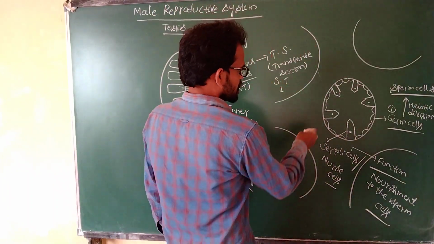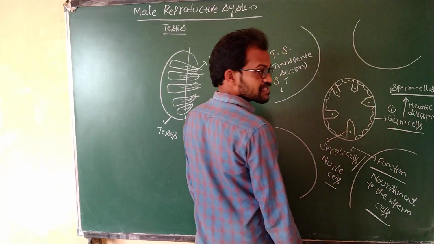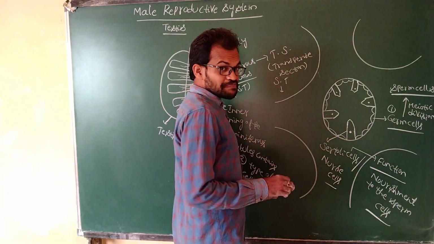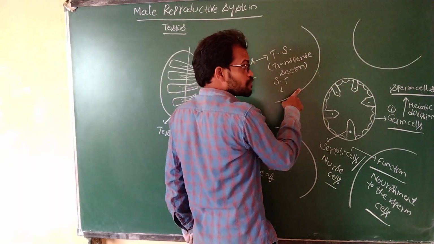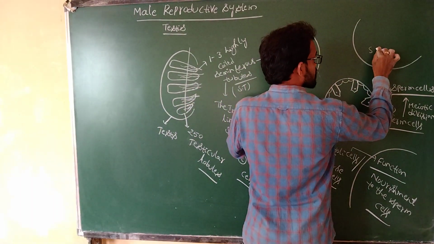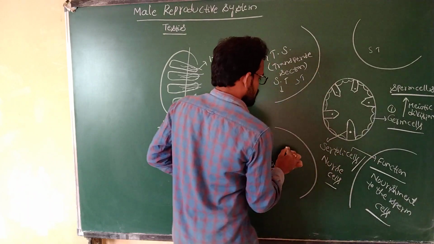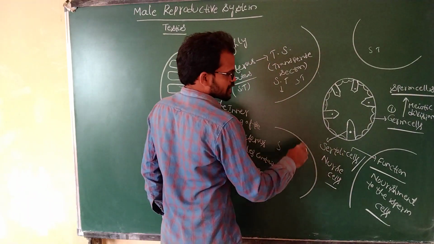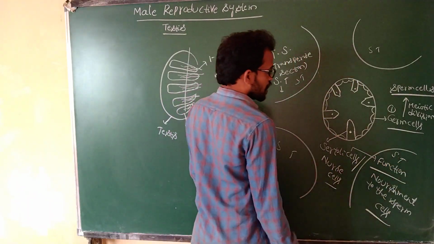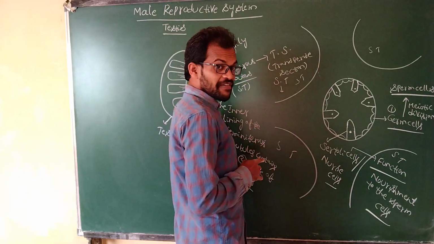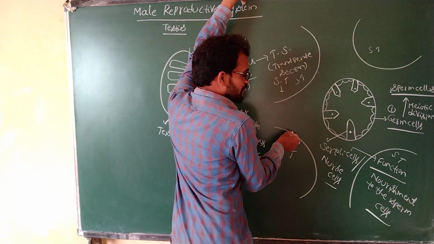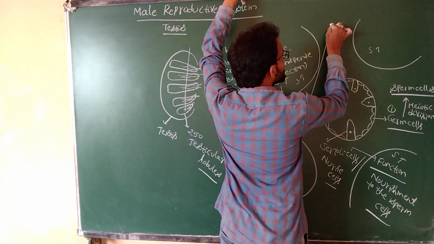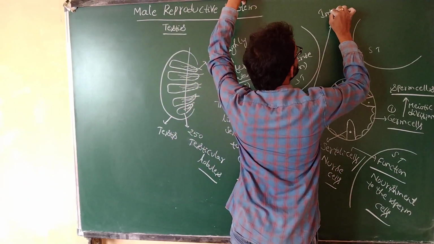Okay, coming to the next one. This indicates Sertoli cells. Between one seminiferous tubule and the other seminiferous tubule, see here, the gap between the seminiferous tubules is indicated as the interstitial space.